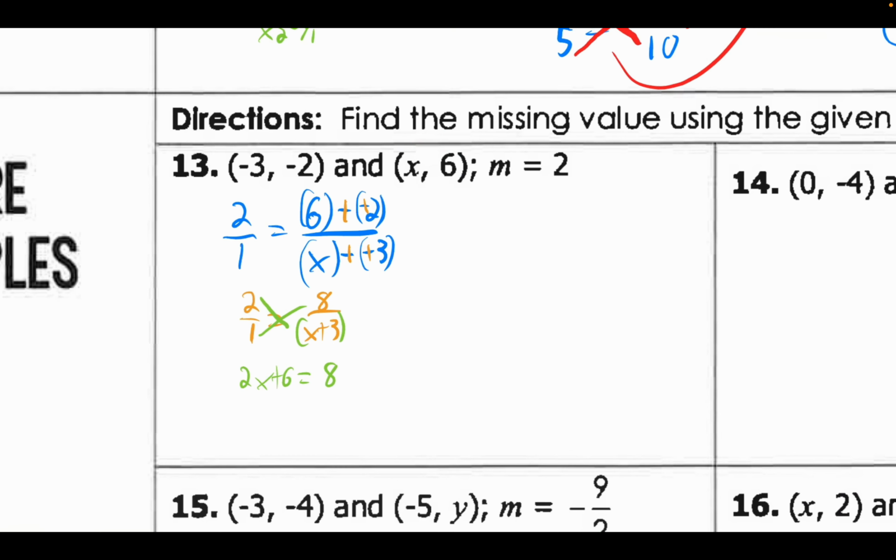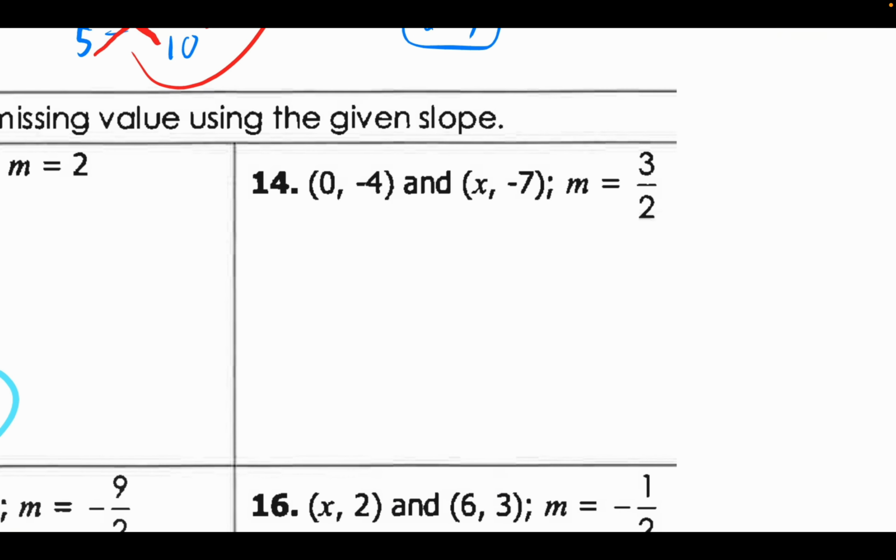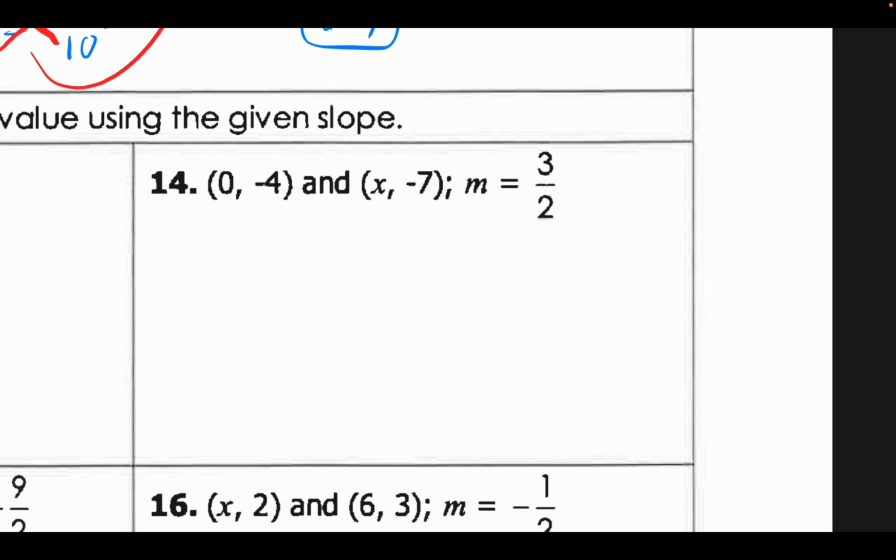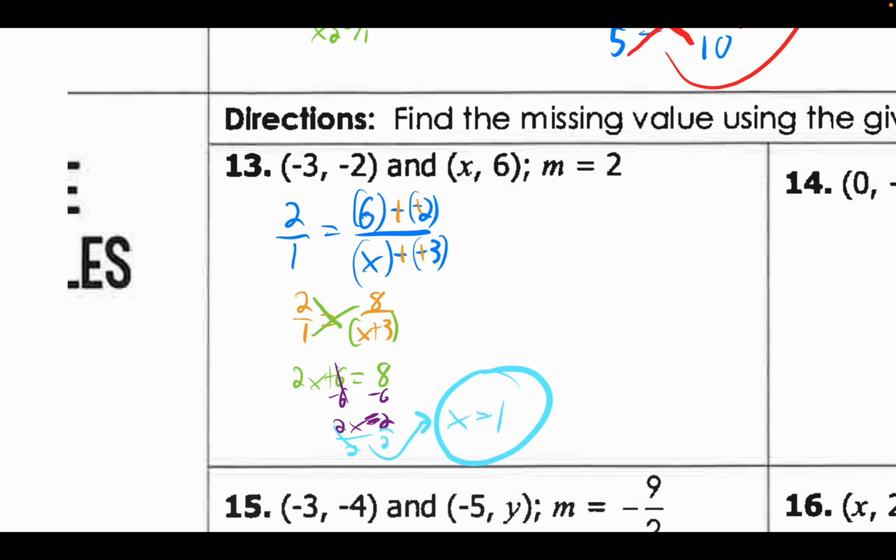And once again, which one's on which side doesn't matter, as long as what's on the sides stays the same, as far as 2x plus 6 being on one side and 8 being on the opposite side. Now I subtract 6 from both sides, and we end up getting 2x equals 2. If I divide both sides by 2, I end up getting x equals 1. Oh, by the way, if you're ever wanting to check your work for these, you could plug this back in, and you should get 2 once you simplify the slope, which you would.